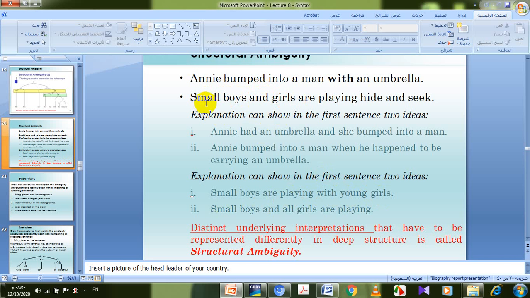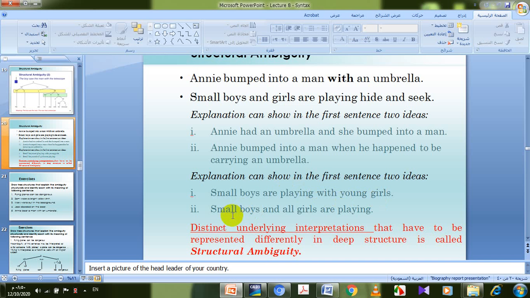So small, number one, the first interpretation means that small is used for both boys and girls. So we have small boys and small girls, or we can say young girls, because small with girls is said to be young girls. Small is used for both boys and girls. This is the first interpretation: small boys are playing with young girls.